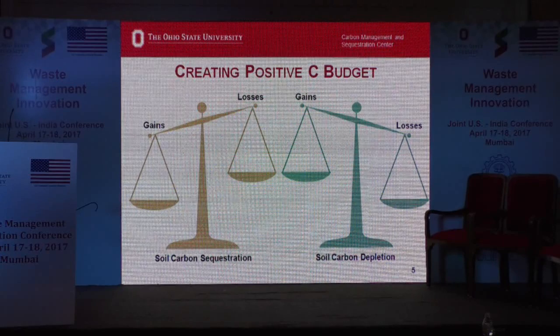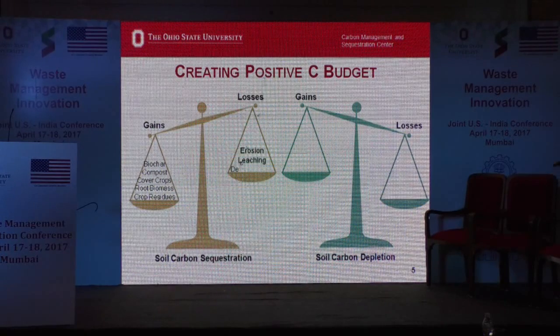Now, what are the technologies that create carbon sequestration? It's a balance. So the idea is that the carbon going into the system by any of those practices must be more than the carbon being emitted out of the system.